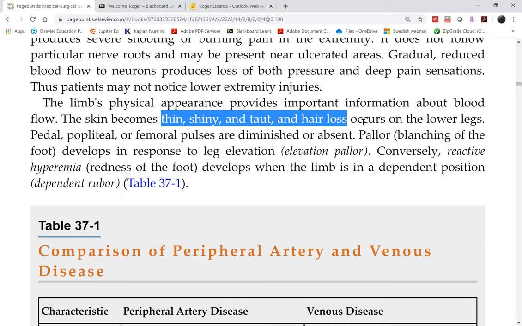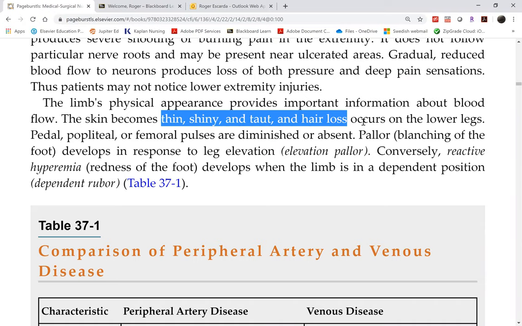This is because the peripheral parts, specifically the skin and the hair follicles, no longer get enough blood flow. So a natural compensatory mechanism is vasoconstriction, right? If we have less oxygen, hypoxemia always triggers vasoconstriction. So the vasoconstriction results in this. Over time, several months, several years later, the patient's skin changes occur.